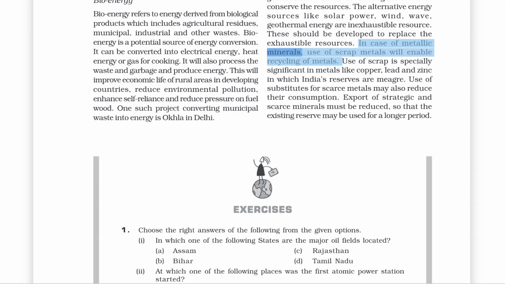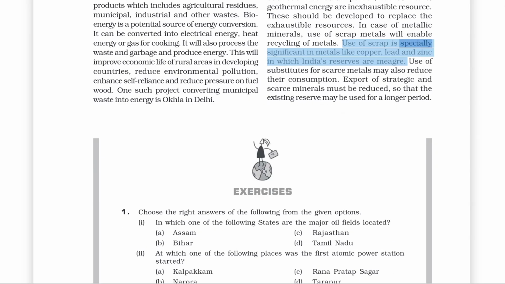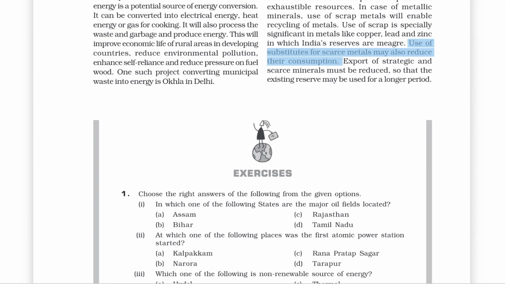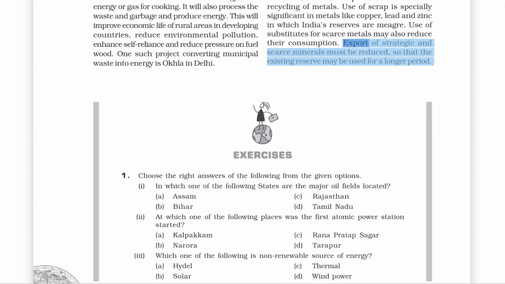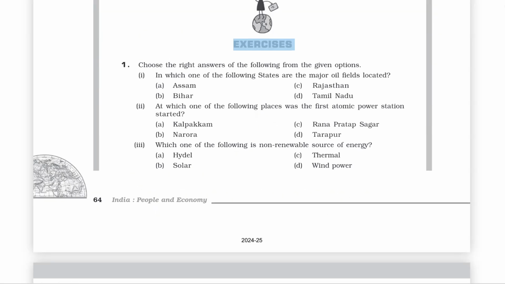In case of metallic minerals, use of scrap metals will enable recycling of metals. Use of scrap is especially significant in metals like copper, lead and zinc, in which India's reserves are meager. Use of substitutes for scarce metals may also reduce their consumption. Export of strategic and scarce minerals must be reduced so that the existing reserve may be used for a longer period.